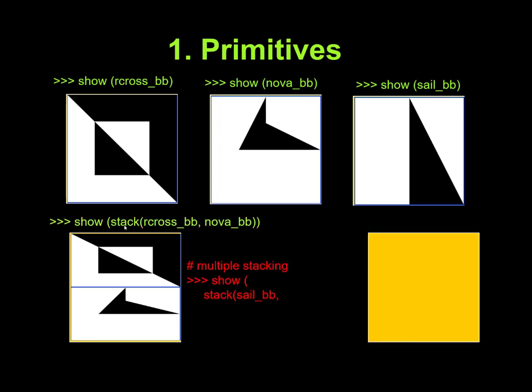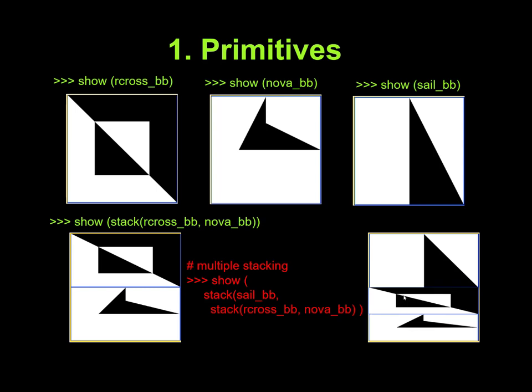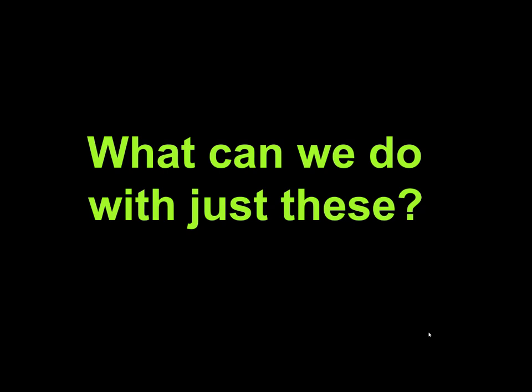Now, since you know how to stack one on top of another, you can do multiple stacking. You can show stack Sail BB, which is this, on top of something else. So Sail BB taking half the space, and something else, stack R cross BB on top of Nova BB, will occupy the other half of it. So each one will get a quarter. Alright, so R cross BB, Nova BB. These are the primitives. So what else can we do with just this?